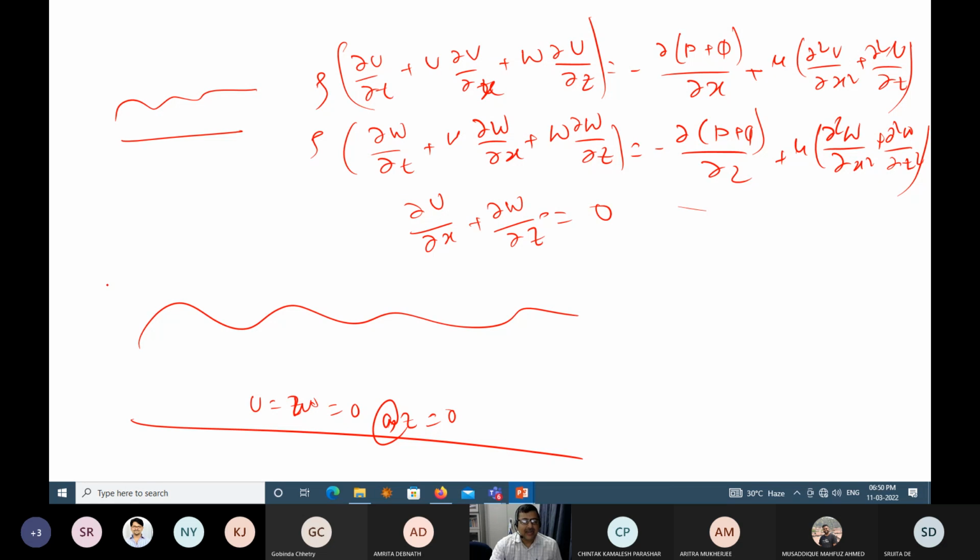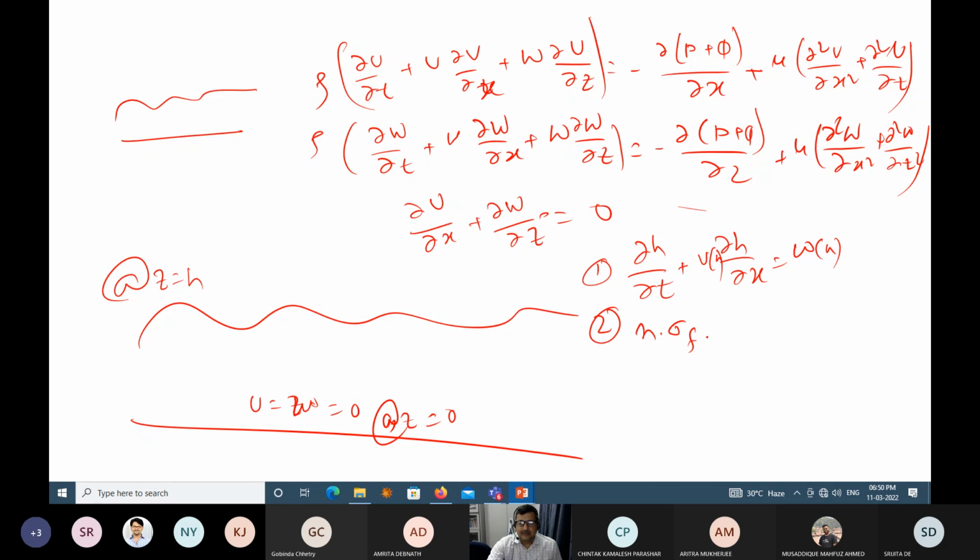At z equal to 0, at z equal to h, I have got three boundary conditions. Number one, del h by del t plus u del h by del x is equal to w. These are again u at h, del h by del x, it is equal to w by h. Number two is n dot sigma film dot n minus n dot sigma air dot n is equal to gamma kappa. And number three is that n dot sigma film dot t is equal to n dot sigma air dot t.